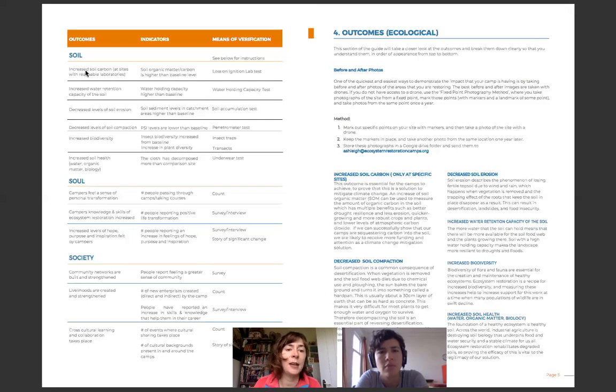And the indicator means what do we need to see to know that we're achieving the outcome. So for instance, the indicator for the first outcome is that the soil organic matter and carbon have increased since the baseline. Then we move on to the next column, means of verification: how are we going to assess whether the indicator has happened so that we can see whether the outcome has happened? The loss on ignition lab test is the most common way of measuring soil organic matter. So we need to find a lab, basically.